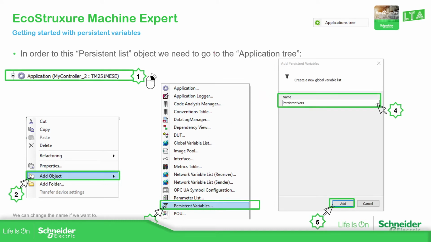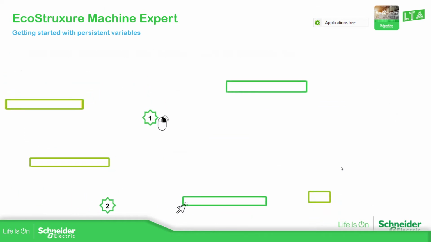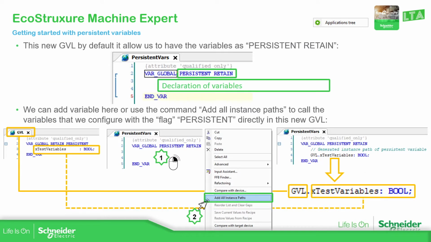So in order to add this persistent list, we just need to go to the application tree, right click on the controller, add object, and then select the persistent variables. So you can see over here, they have this item. Once you select this new GBL, basically all the values will be created as retain persistent. You can define a new name or leave it as is, and then add. Once it's added, you can see at the top of the declaration view that the variables are going to have persistent retain by default, and between this you should be able to declare all the variables that you have.